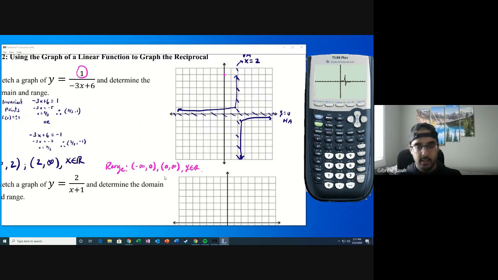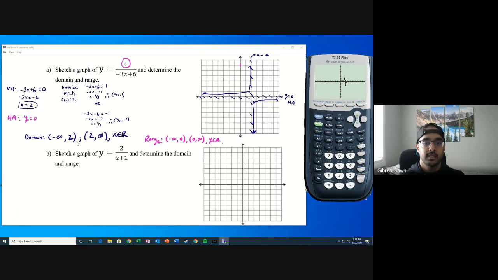Okay, so there's my domain, there's my range. I just have to think about 2 parts to this graph now, rather than 1 interval. Okay, I do have 2 intervals that are not continuous anymore, they're broken. I've got to think of both parts, but there's my graph.